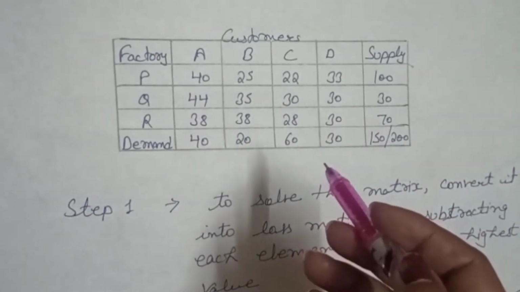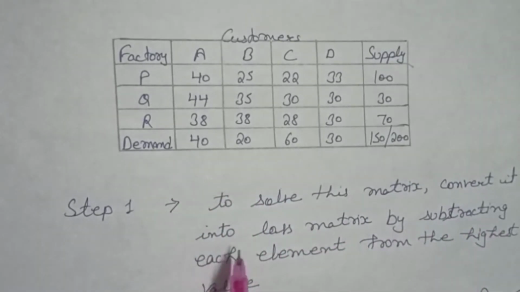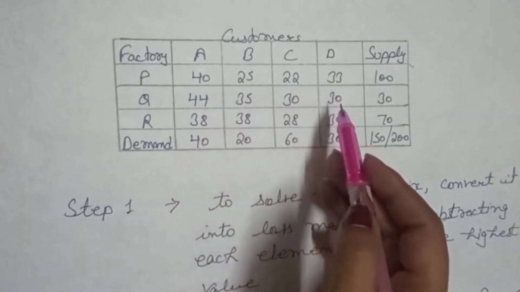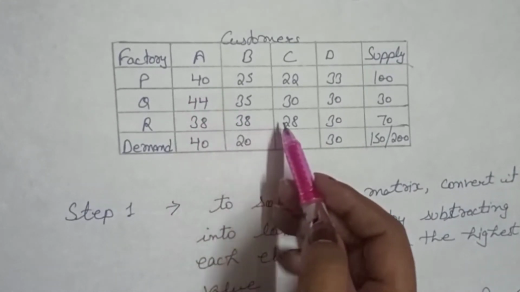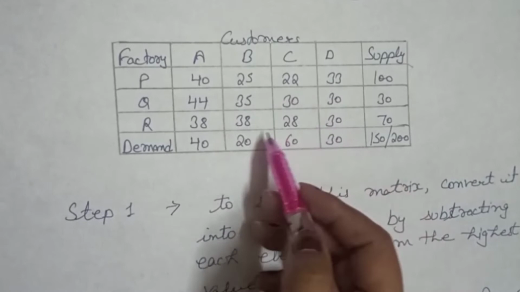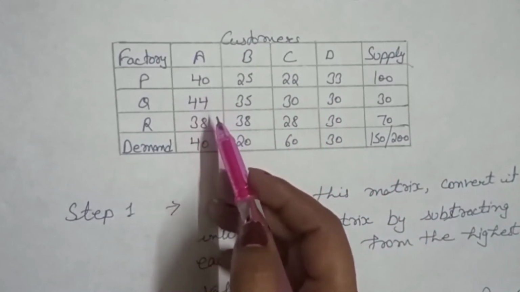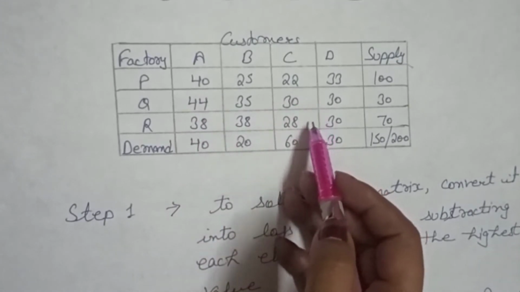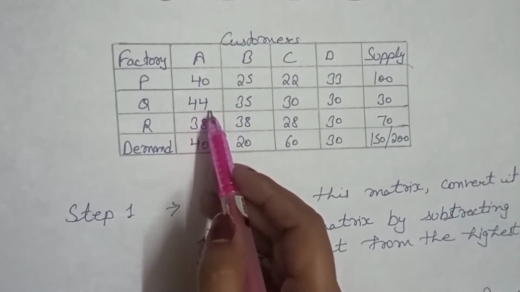So now what will we do? We will solve this matrix by converting it into a loss matrix by subtracting each element from the highest value. So students, we will find the highest value in this matrix. You can see 40, 44, 38. Which is the highest value? We can see 44 is the highest value, as there is 40, 44, 38, 38, 38. No value is higher than 44. So our highest value is 44.